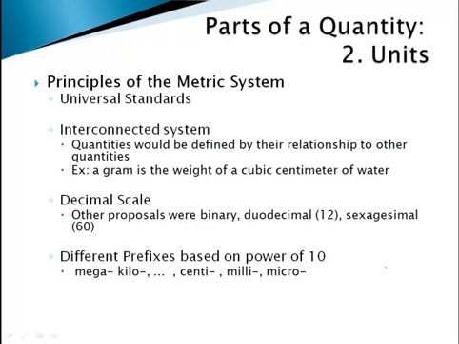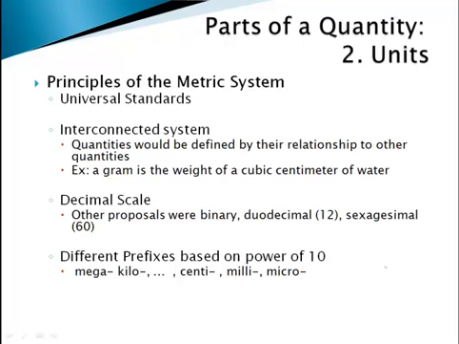Another merit of the metric system is that it is an interconnected system, which means the quantities involved are defined in relationship to other quantities. The best example I can give you right now, without going into too much more detail, is a gram. For instance, it is not just some arbitrary measurement. It is specifically the weight of a cubic centimeter of water. Another merit of the metric system is that it is a decimal system, meaning everything is based off of the number 10.